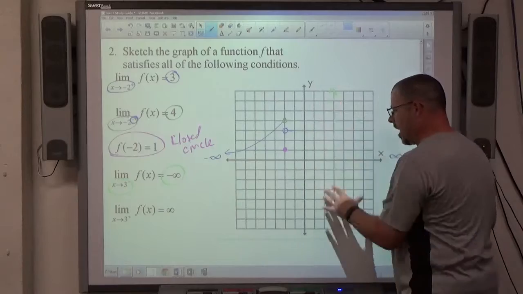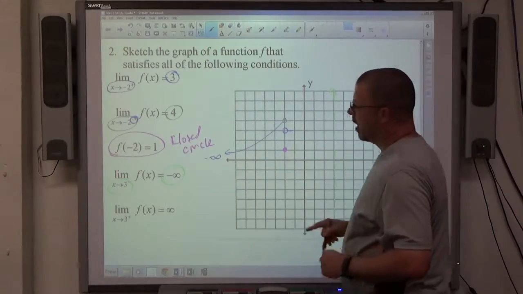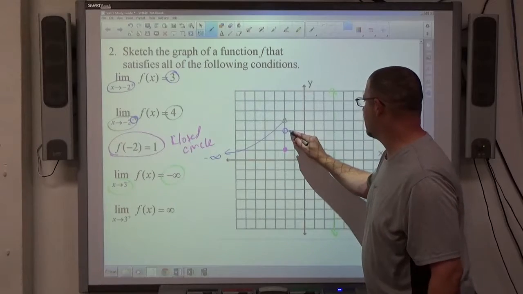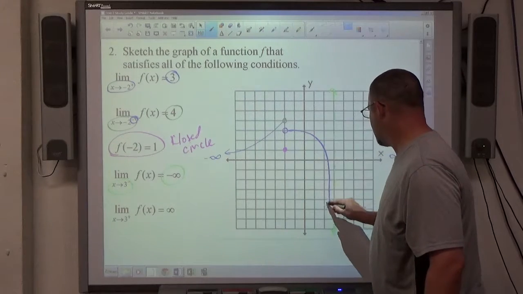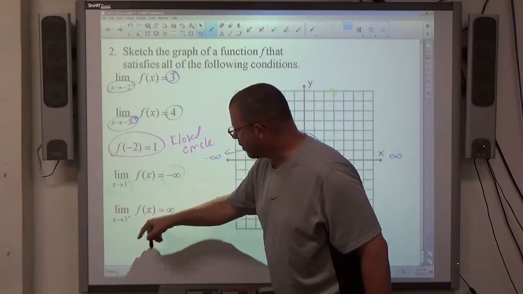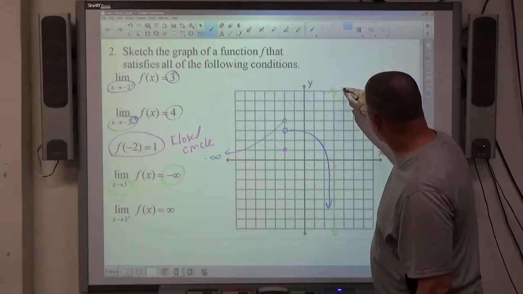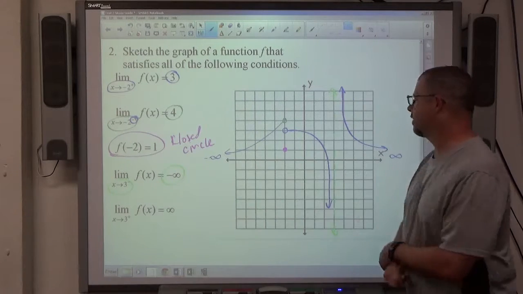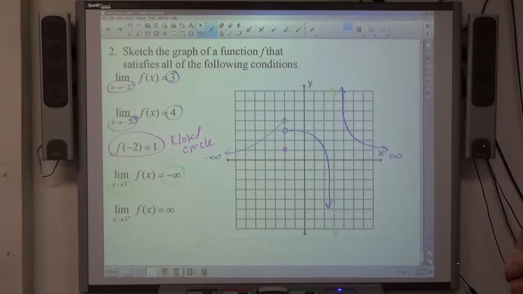Now as far as where I go up or down, I have to look at my next limit. The next spot where anything happens is the vertical asymptote. As we're approaching 3 from the left, it's supposed to go to negative infinity, so coming from the left-hand side, make my graph go down to negative infinity. As I approach x equals 3 from the right-hand side, it's going to positive infinity, so the next piece goes straight up there, and then off to infinity like so. That is a graph that works.